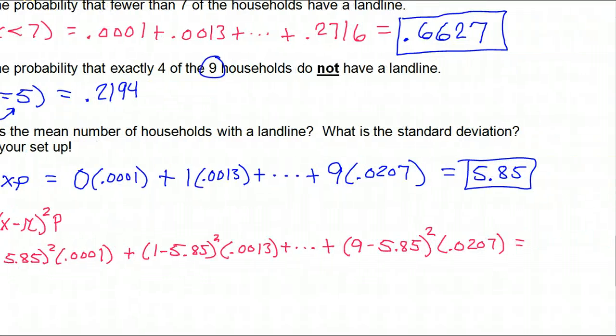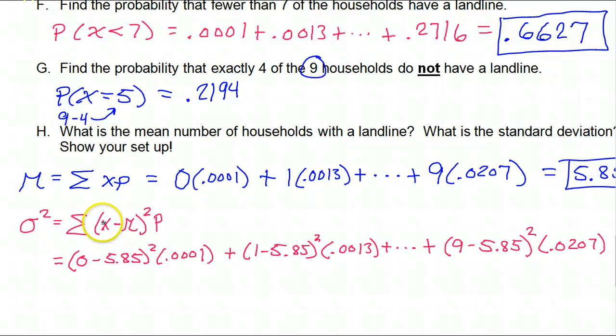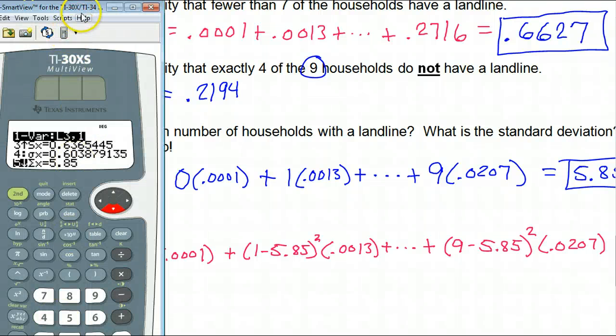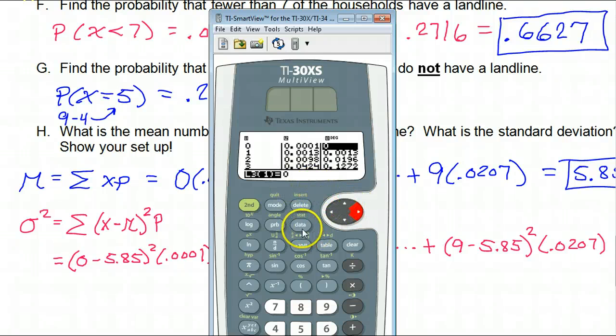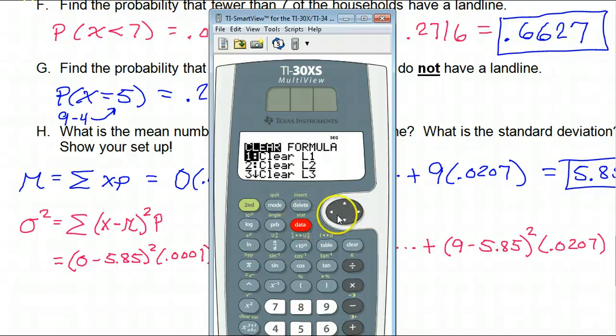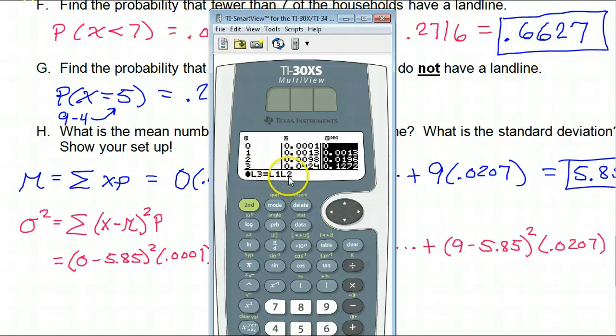Now in the same way, we can use the list features to find the variance, which is the standard deviation squared. Back in the calculator, I know that the variance follows this formula. So all I'm going to do is change the list formula that's in list 3. Get back in list 3, hit data, go over to formula, add edit is what you want. We still have the x times p formula. Clear that out. This time we want to put in this formula.